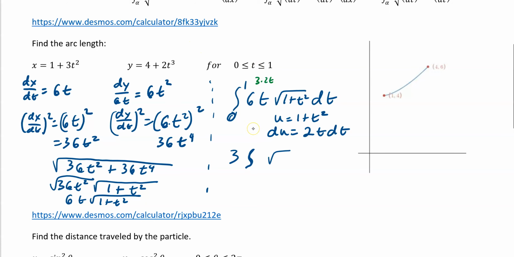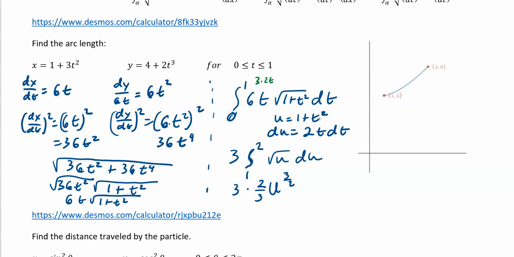So we would end up with the square root of u du. So 2t dt, that's du, and 1 plus t squared is u. All right, so now if I plug 0 in, I would get 1. And if I plug 1 in for t, I would get 2. Okay, so this is u to the 1/2, so we would get u to the 3/2, 2/3 times 3.